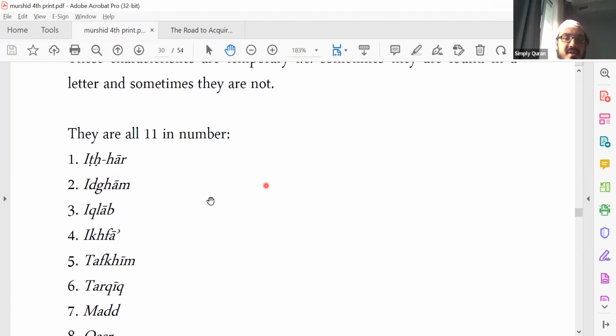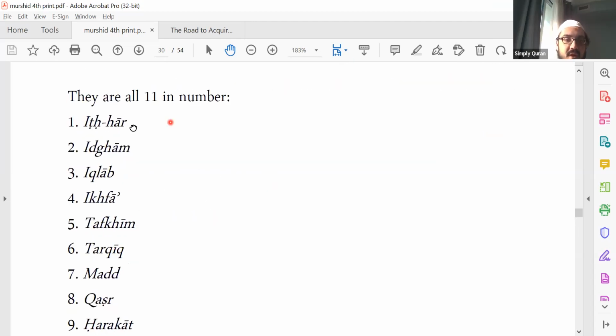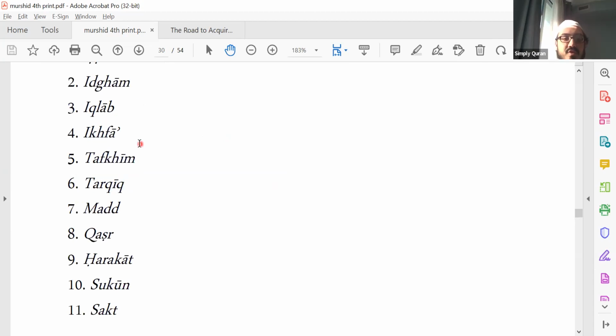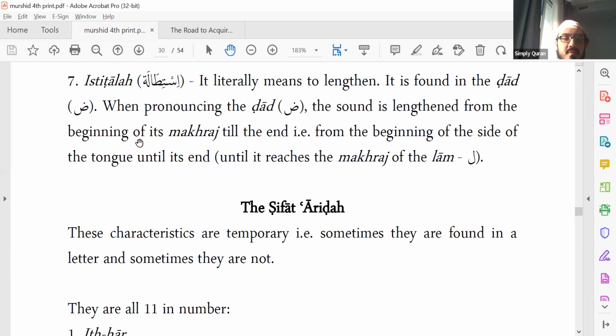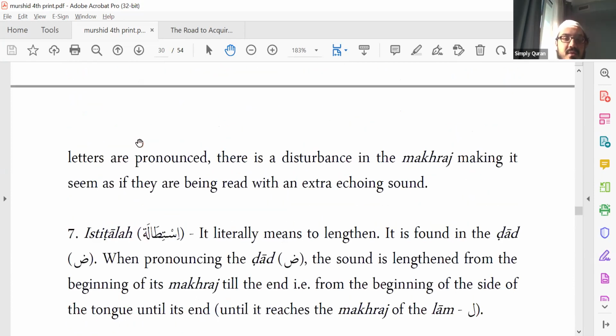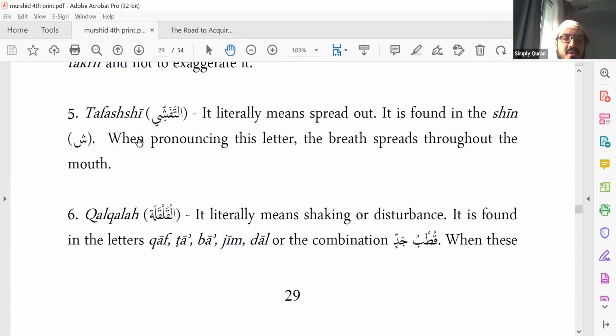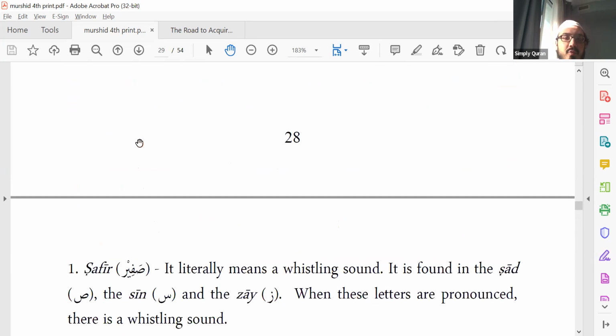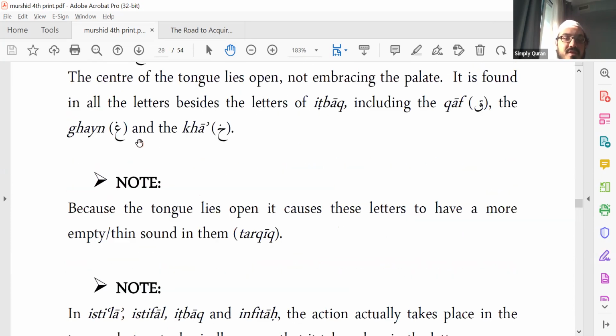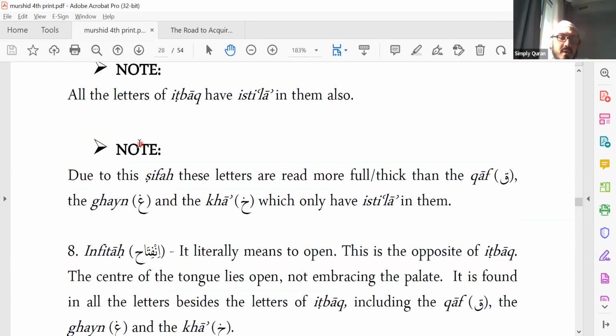Then we have Sifat Arida. These are 11 in number, and we're going to do these next time. Alhamdulillah, we've completed Sifat Lazima, which are permanent. Let's do a quick review here. We have Istitala, Qalqala, At-Tafashi, Takrar, Inhiraf, Lean, Safir, and then we have the opposites: Hams, Jahar, Shiddah, Rakhawah, Tawasut or Bayniyah, Isti'la, Istifal, Itbaq, Infitah. So the Sifat Lazima is done, alhamdulillah.